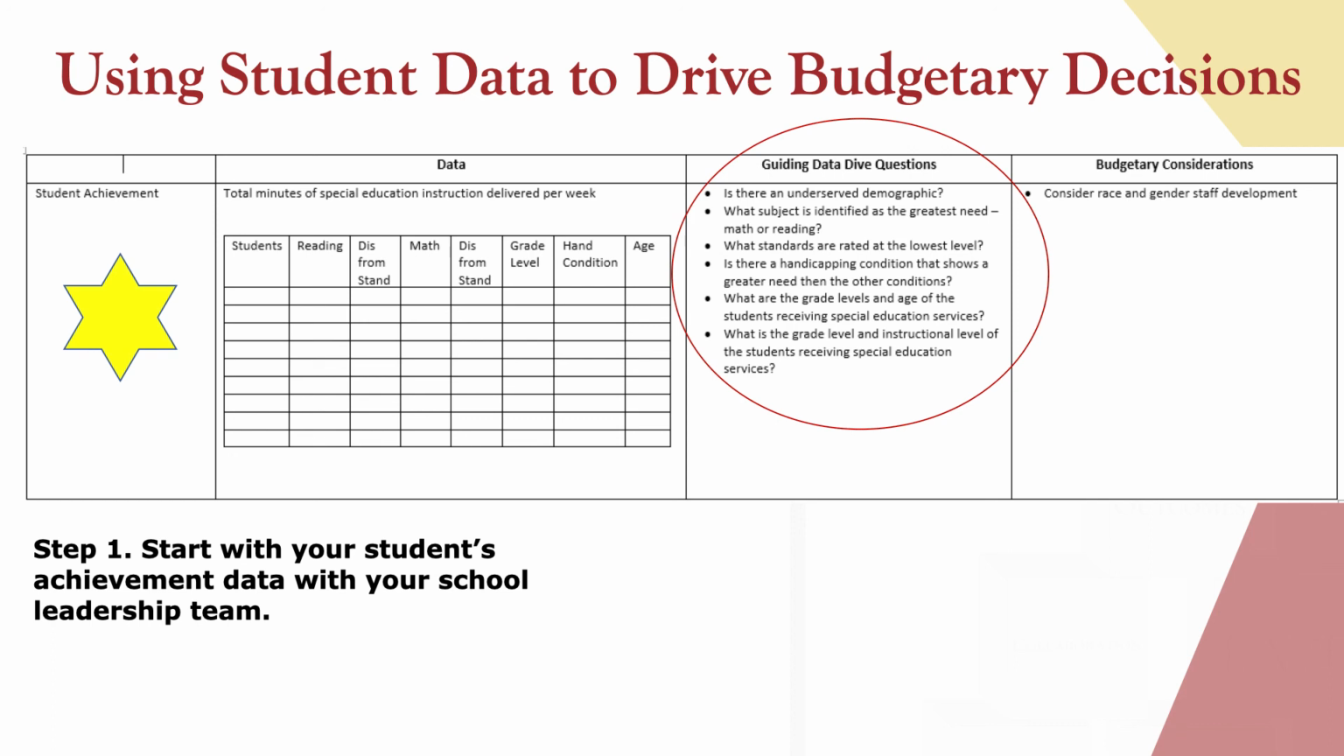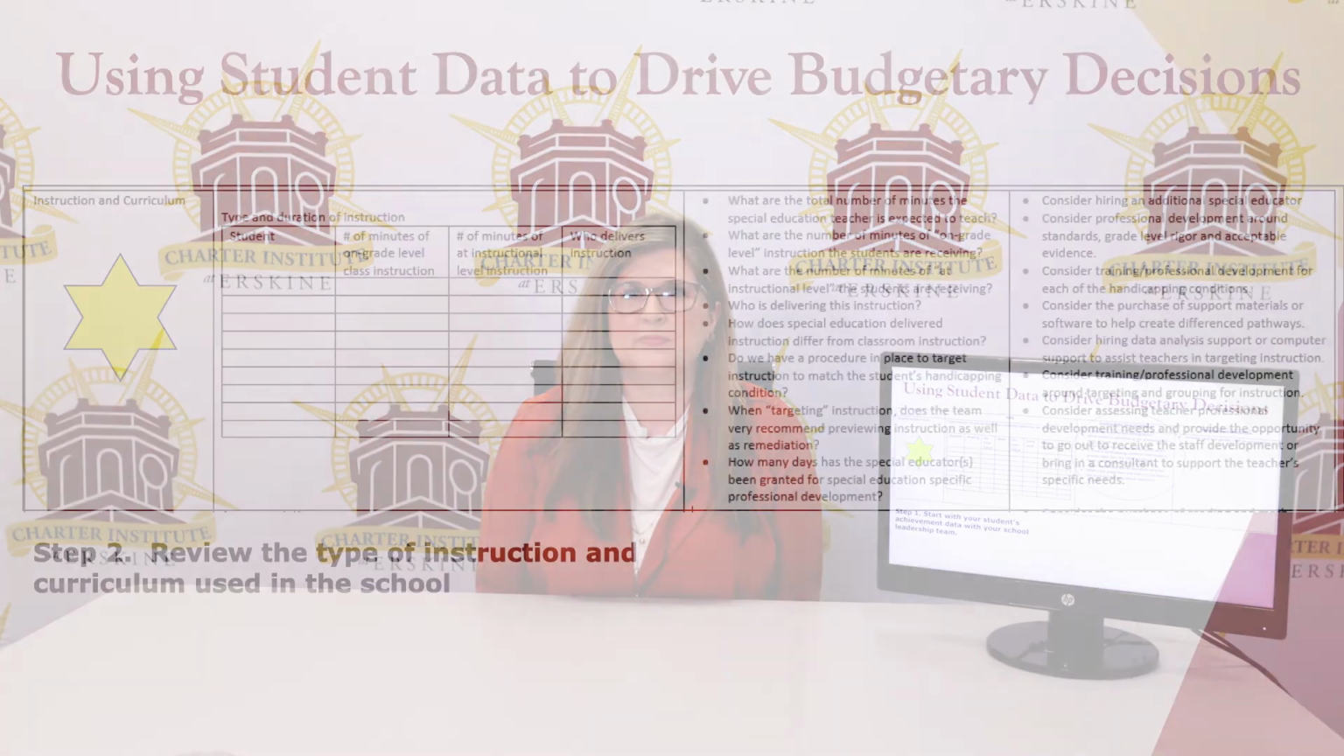Ask questions like, what does the data tell us? Are there demographics or subgroup populations that are underserved? And are there grade levels that seem to have the highest need and why? If your team determines that there is a need, what would you do with this information and what budgetary decisions do you need to make?